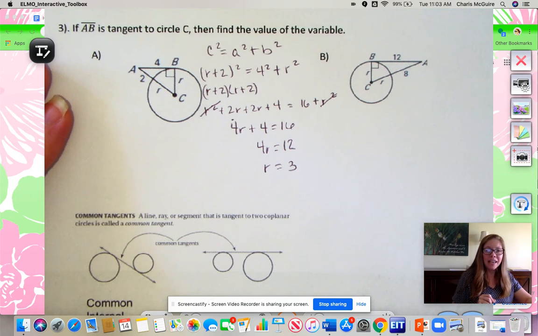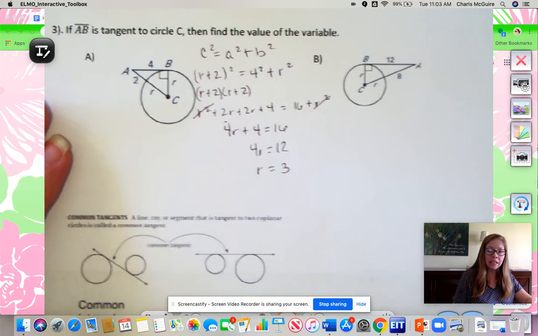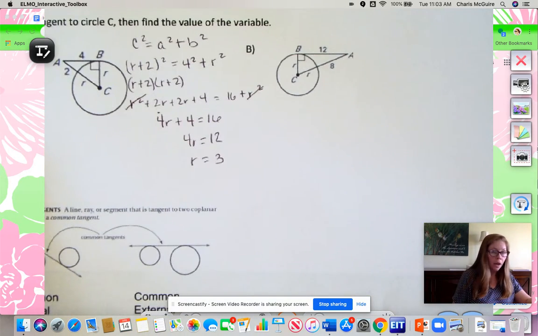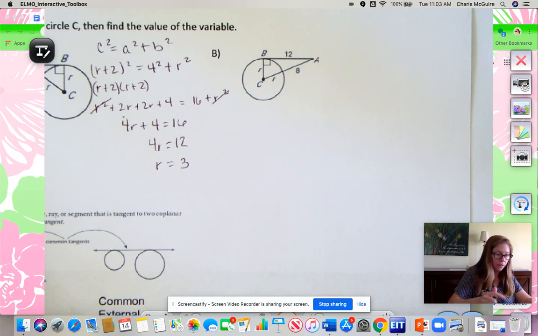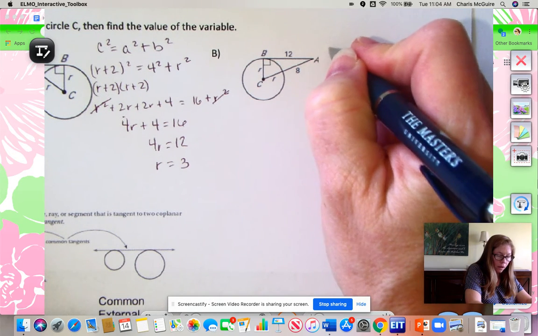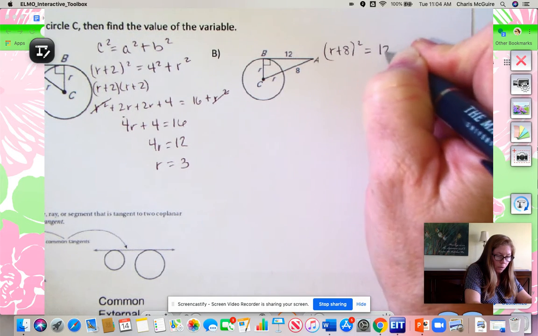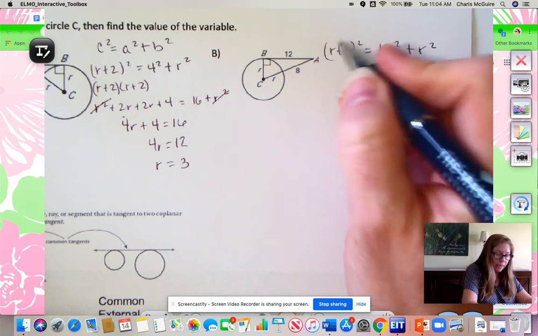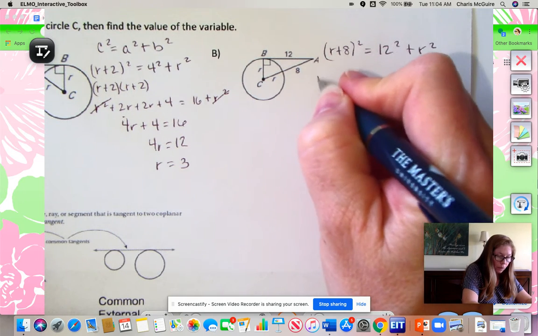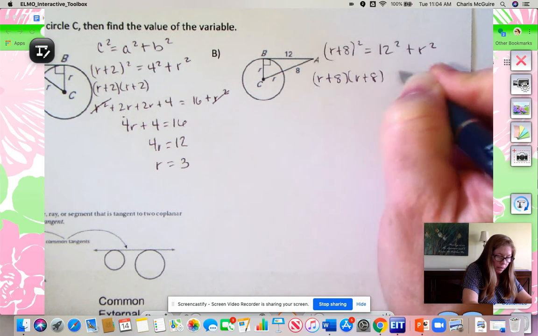All right, let's take a look at B. Hopefully you just followed what we did in this one because it's very, very similar. We know that CA is our hypotenuse, so that's going to be r plus 8 quantity squared equals 12 squared plus r squared. So r plus 8 squared is going to be r plus 8 times r plus 8.